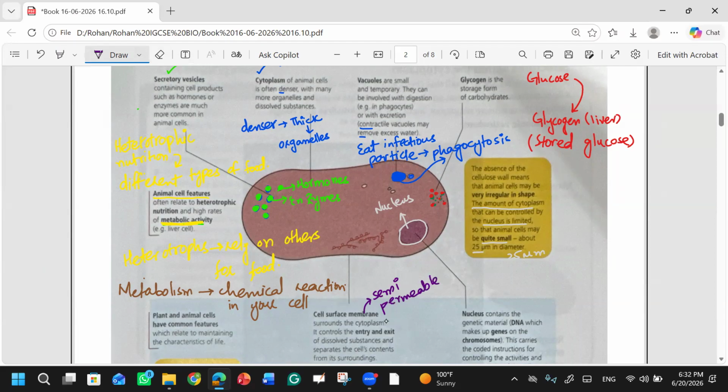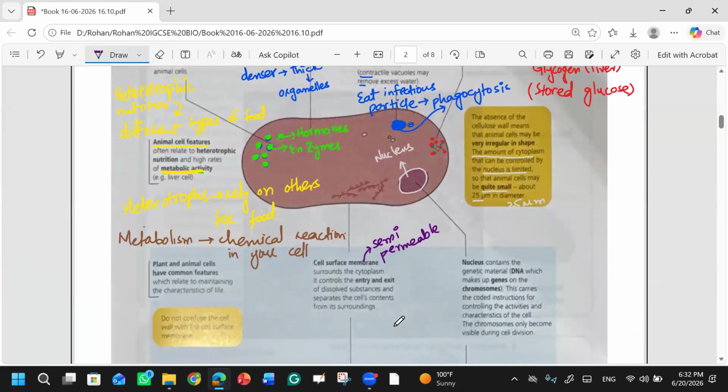Semi-permeable means it only allows a few substances to enter, and similarly it allows few substances to exit. It does not allow every substance to enter the cell or every substance to leave the cell. So the cell membrane controls what will enter your cell and what should exit.